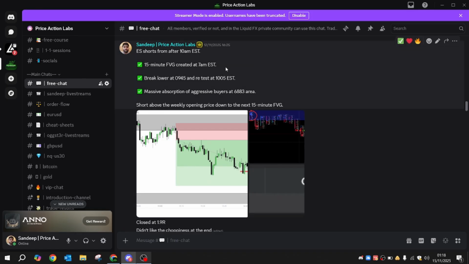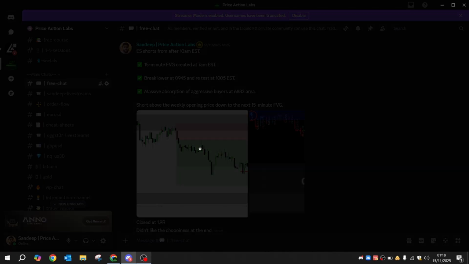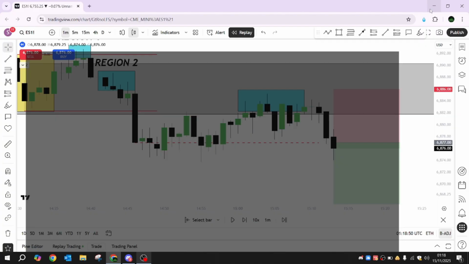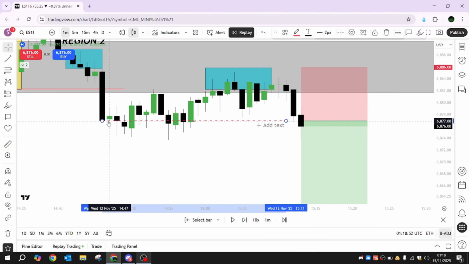So ES shorts, 15-minute fair value gap created at 7 a.m. Eastern, break below at 9:45, retest at 10:05, right? Massive absorption of aggressive buyers. So this is what we're going to be focusing on. So this was the trade entry just below that red line over here, which is basically this dash line over here. This is where your entry would be valid.